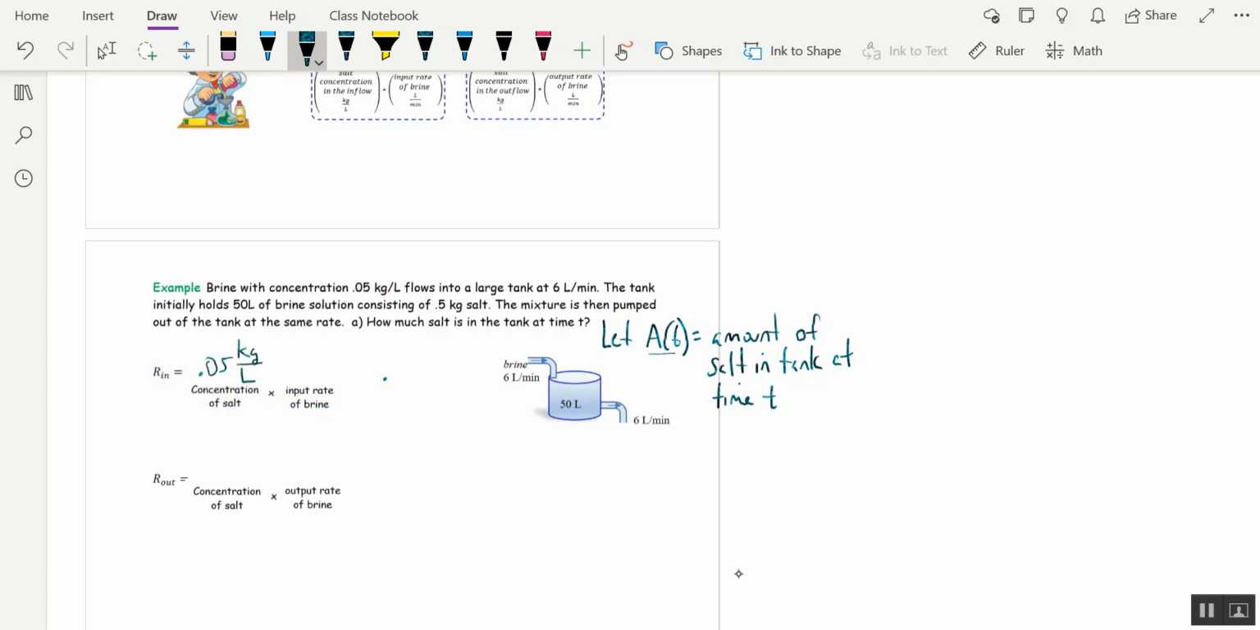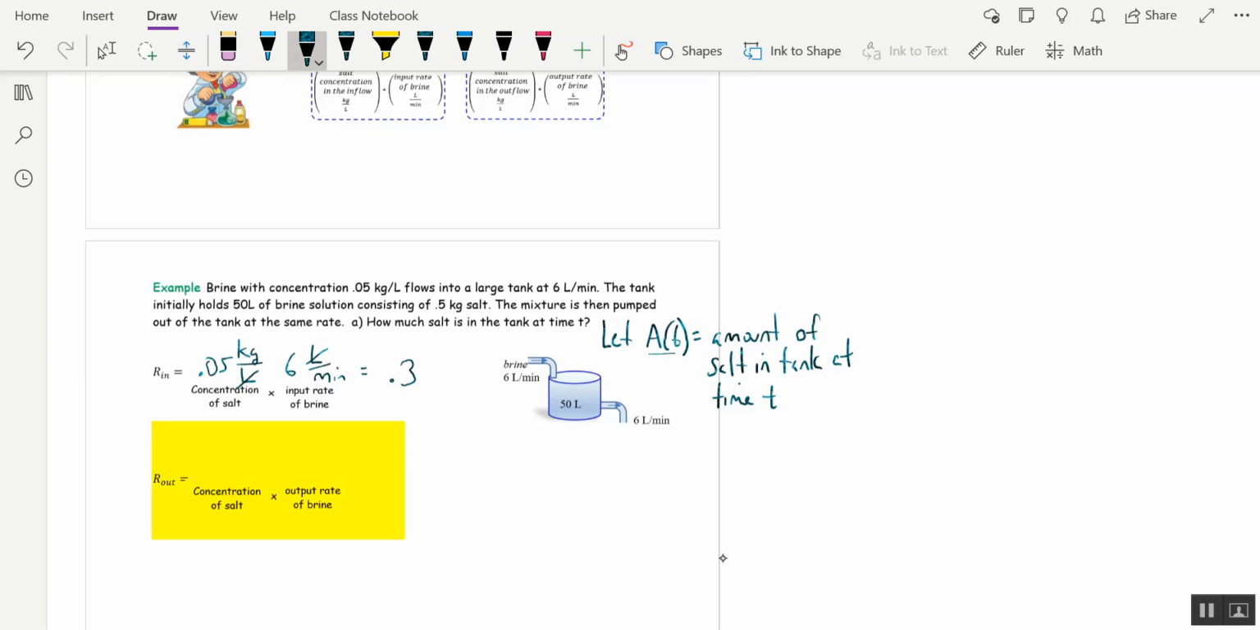You don't have to put the units on here when you're setting this up, but I'm doing this to show you how the units cancel and then you get the units you want. The input rate of the brine is going in at 6 liters per minute. So the liters are canceling and we're getting kilograms per minute as our rate going in, and that makes sense. And 6 times 0.05 is 0.3. So 0.3, and I'll just leave the units off there.